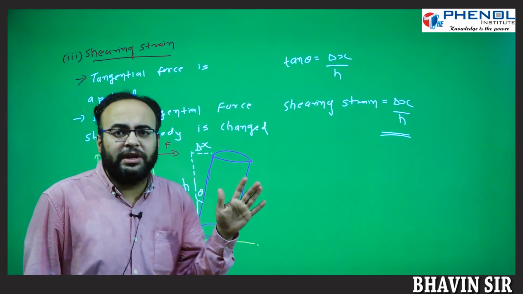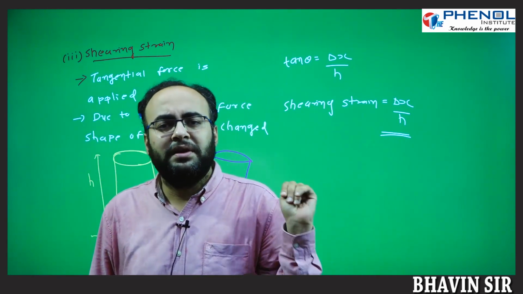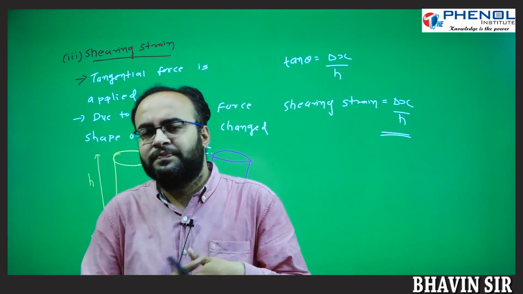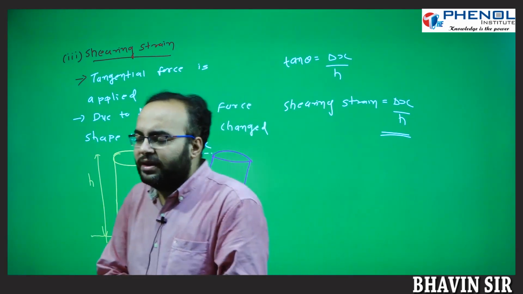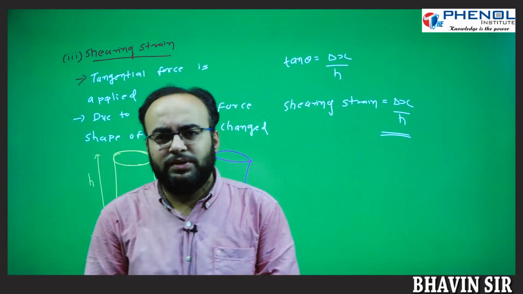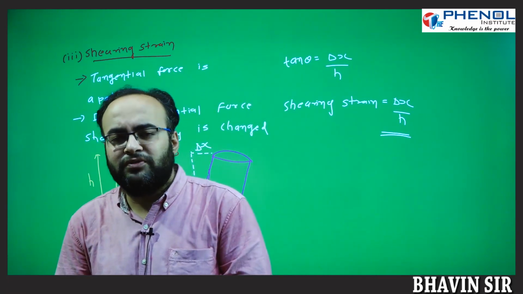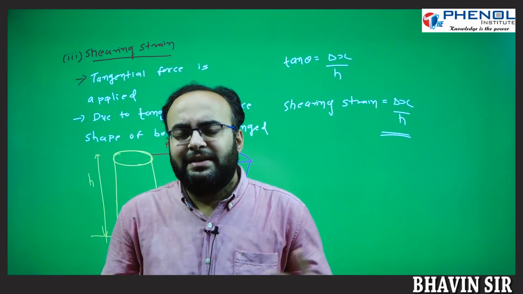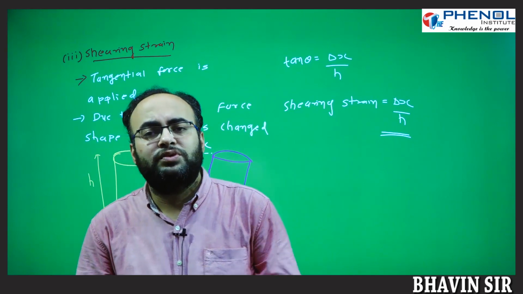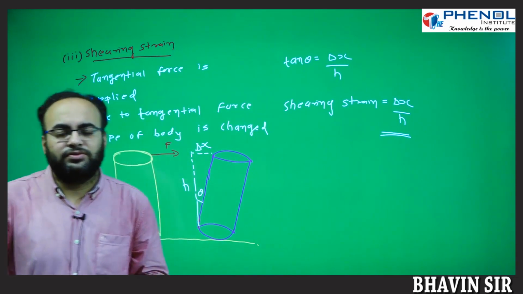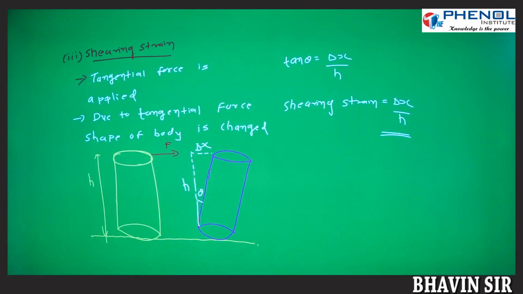So we discussed the three types of strain. Longitudinal strain: perpendicular force is applied, so length is changed, and the formula is delta L by L. In volume strain, force is applied to each and every part of the body so its volume changes. The formula for volume strain is delta V by V. And when tangential force is applied, the shape of the body is changed, so it is known as shearing strain, delta x by h.